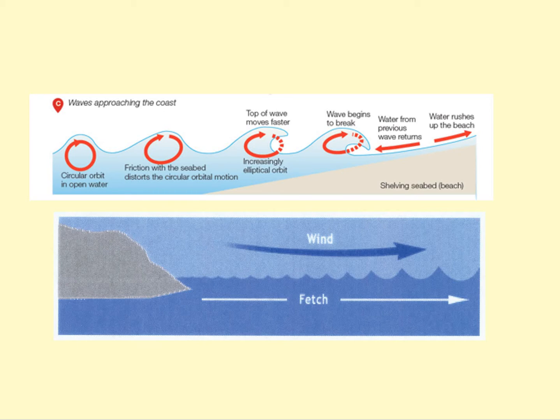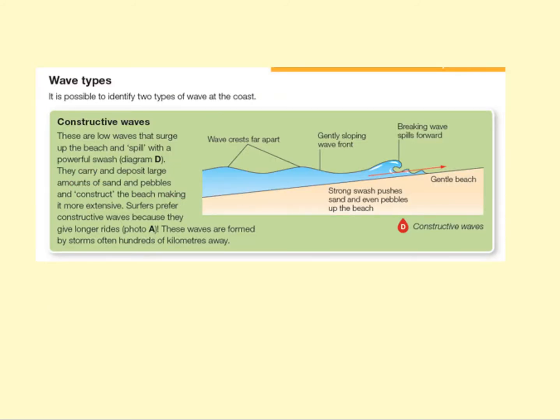Now, how strong the waves are will depend on the fetch, which is the distance and the amount of wind and energy that these waves have picked up. So therefore waves coming off the Atlantic Ocean may have travelled hundreds of miles to the UK and can be very, very erosive and destructive. So just quickly, we'll go over the two wave types you met last week.